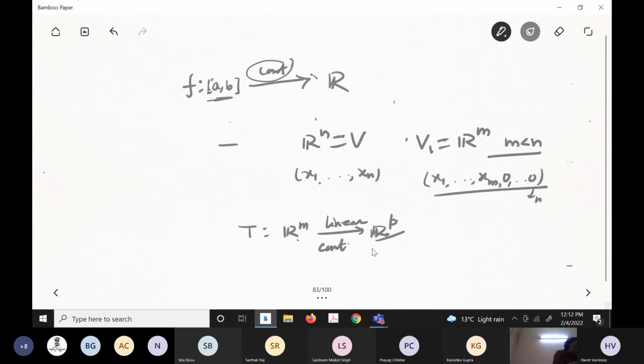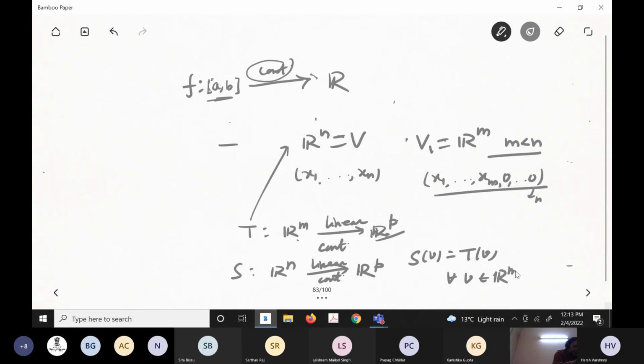Is it possible to extend this with this property? That means, does there exist a linear as well as continuous extension S such that S restricted to the subspace equals T, that is, S(v) = T(v) for all v belonging to R^m? Sorry, because R^m is a subset. R^m means this thing I am taking.